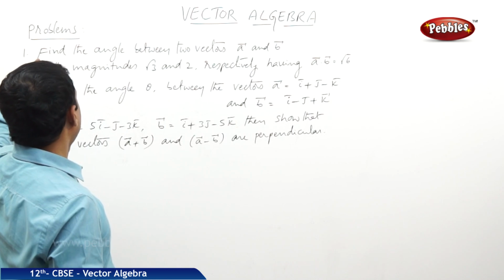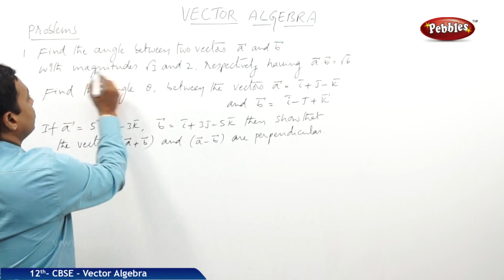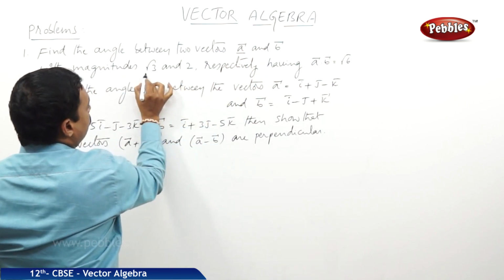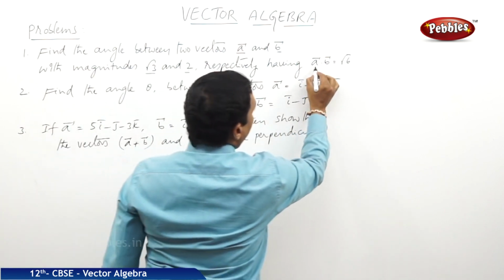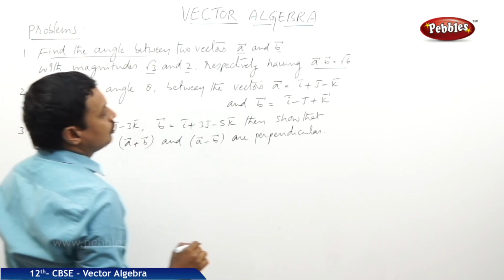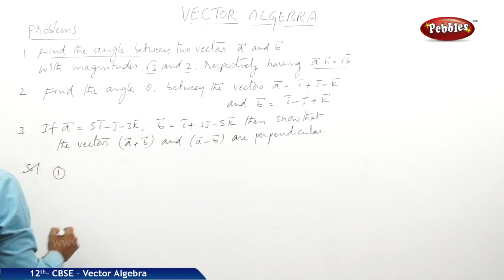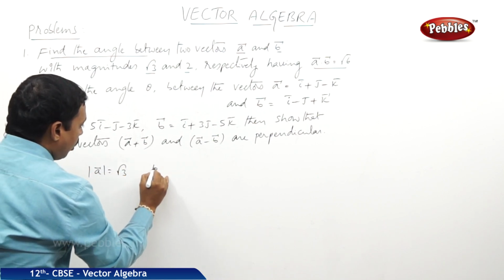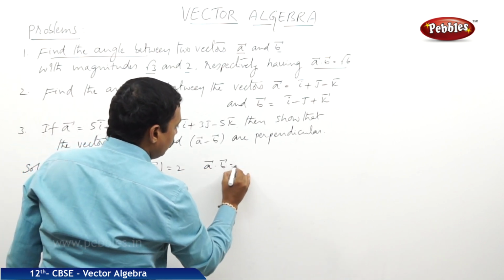Here are two problems. One is find the angle between two vectors A bar and B bar with the magnitudes root 3 and 2 respectively. The magnitude of A vector is equal to root 3, magnitude of B vector is equal to 2, and A dot B is equal to root 6. Then find the angle between them. Now, the solutions. First one, given that modulus of A vector is equal to root 3 and modulus of B vector is equal to 2, A dot B is equal to root 6.